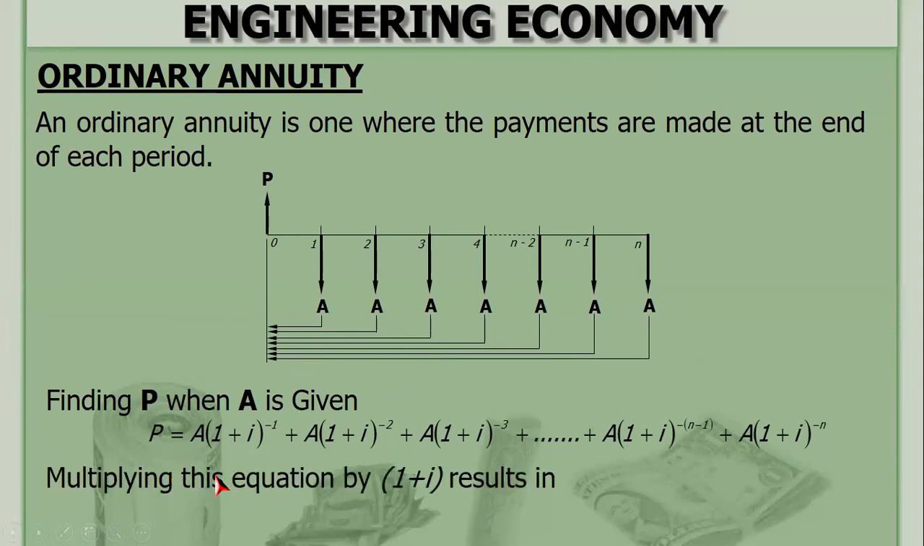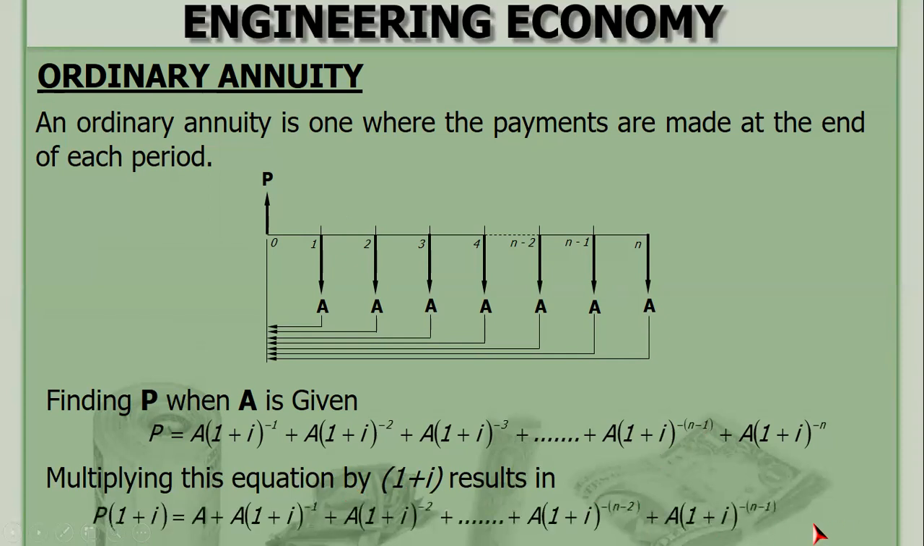Next, multiply this equation by 1 plus I. The result is P times 1 plus I. For the first term, 1 plus I raised to -1 times 1 plus I becomes the exponent 0, since -1 plus 1 is 0, so the result of the first term is just A. For this one, -2 plus 1 becomes -1, -3 plus 1 becomes -2, and for the last, distributing the negative, -n plus 1. Plus 1 becomes -n plus 2. If you factor out the negative, that is negative of parenthesis n minus 2.